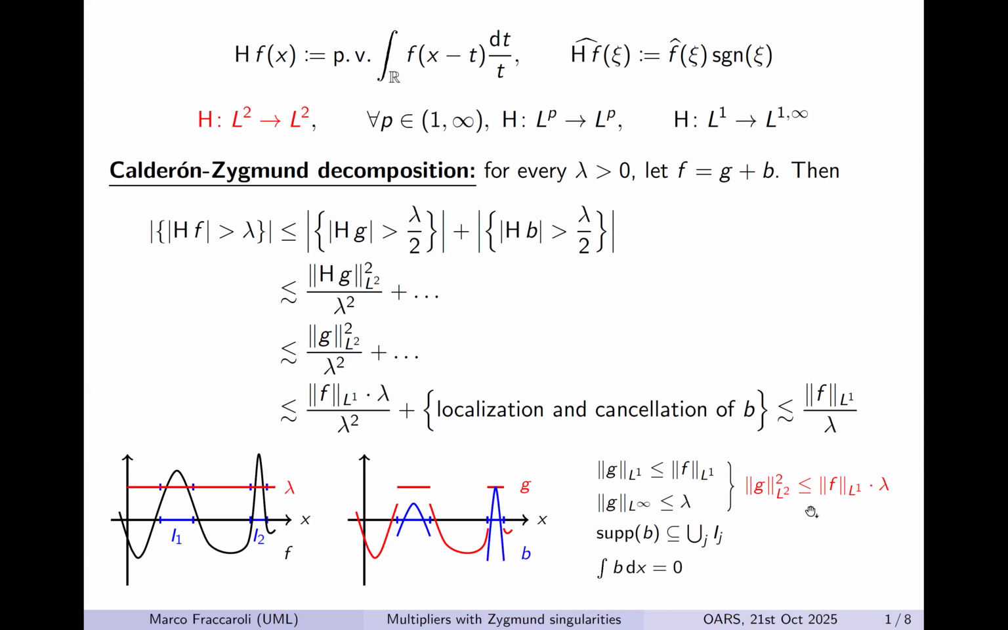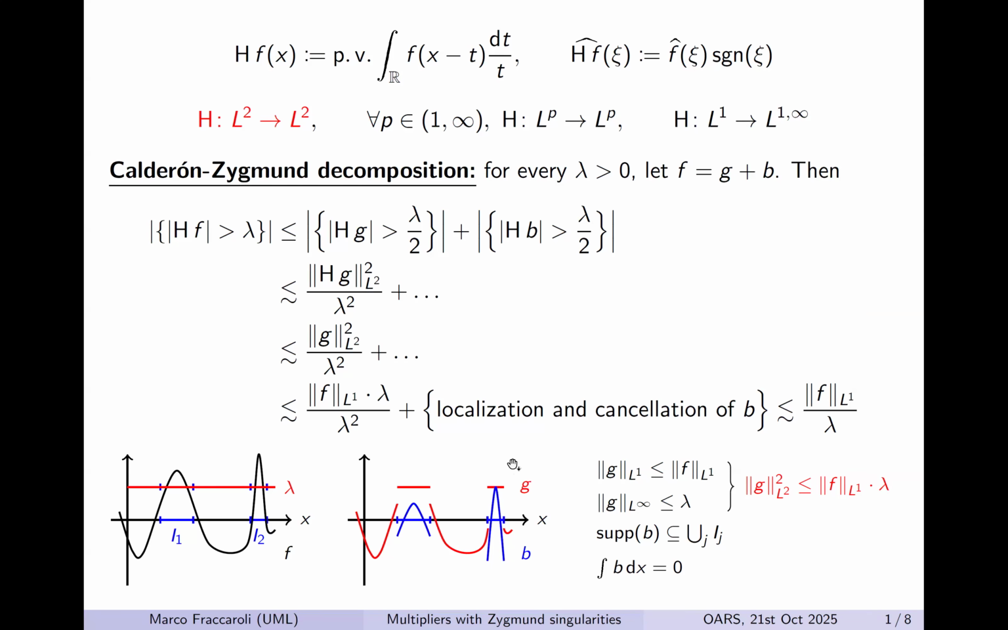And now we are going to use the control that is provided by the Calderón-Zygmund decomposition, so that we have the L1 norm of f times lambda over lambda squared, and lambda simplifies with the square. So we obtain exactly the kind of right-hand side that we want for an L1 to weak L1 estimate, okay? And this is the way to go about the G part. And the way to go about the B part relies on the localization and cancellation properties of B, but I would like you to focus on the G part.